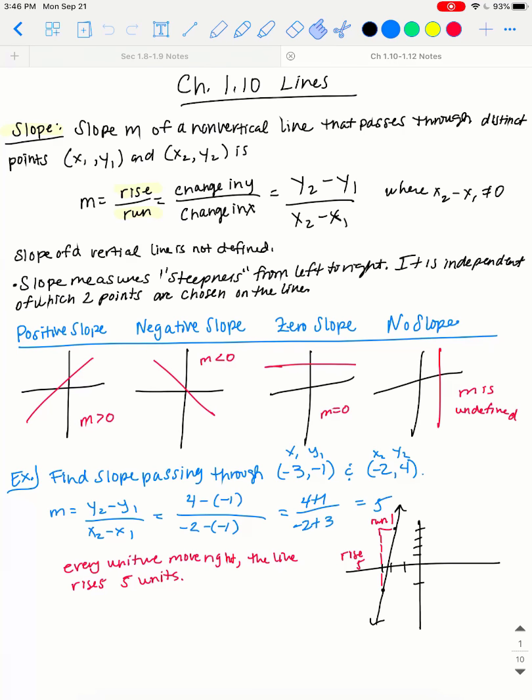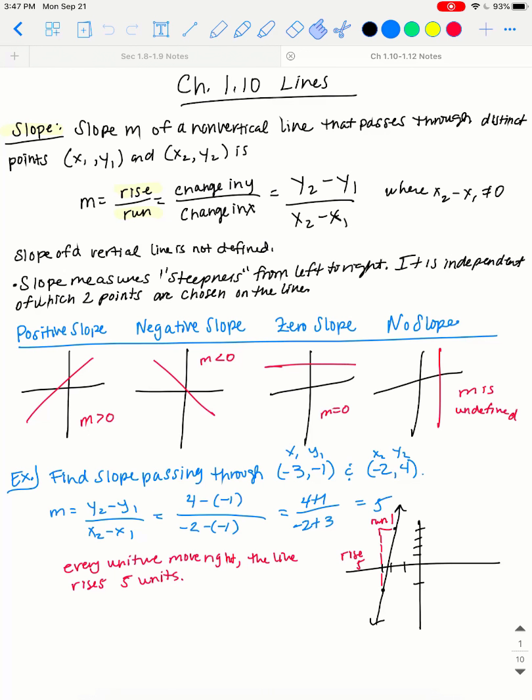The slope m of a non-vertical line that passes through distinct points (x1, y1) and (x2, y2) is m equals rise over run, which is the change in y over the change in x. So this is going to be y2 minus y1 over x2 minus x1, where x2 minus x1 does not equal 0. And the slope of a vertical line is not defined.